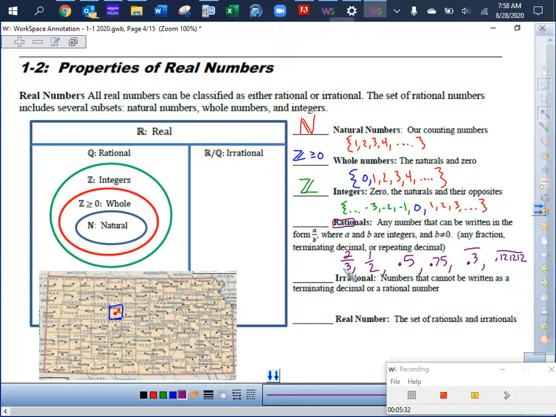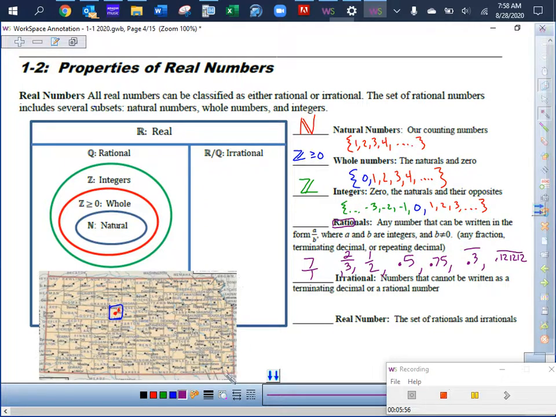But the thing that throws most people off is, what if I put 7 in there? Do you think 7 could be a rational number? Discuss with your neighbor. Is 7 a rational number? Can you write 7 as a fraction? Isn't that totally 7 over 1? So every integer is actually a rational number.